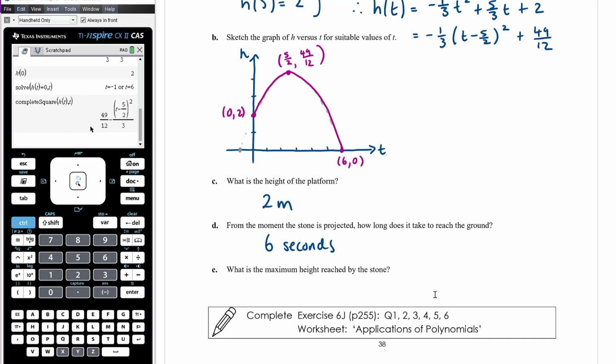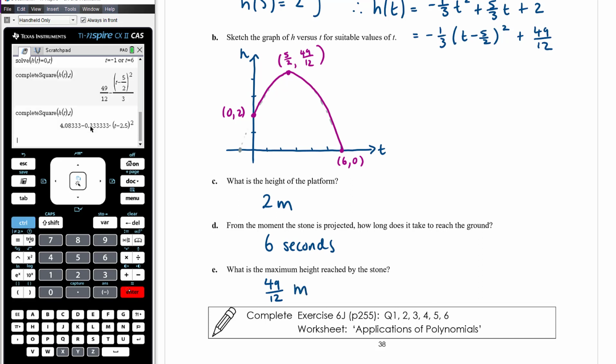What is the maximum height reached by the stone? 49 on 12 meters. If you want that as a decimal, Control Enter over here. See, it's a recurring decimal, so always answer exactly unless told otherwise. I'm going to leave that as 49 on 12 meters. You could write it as 4 and 1/12 if you want, but I'm not a big fan of mixed numbers. Okay, and that's the end of our applications of polynomials videos.